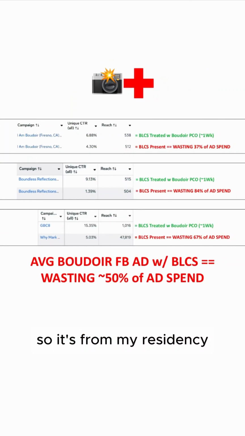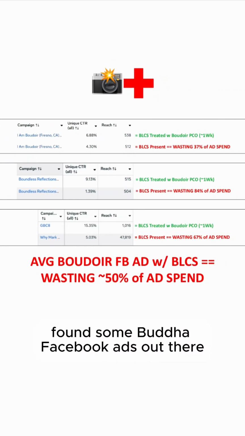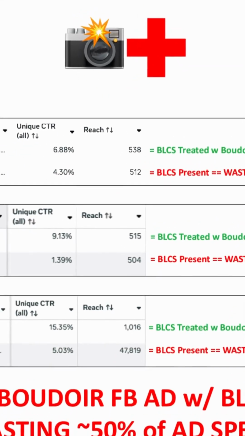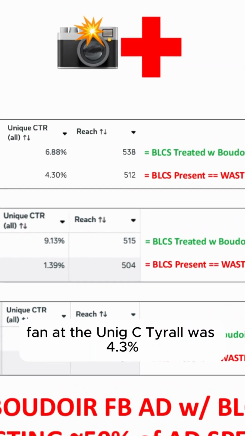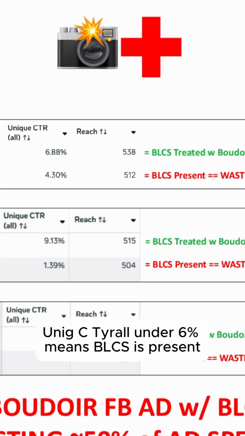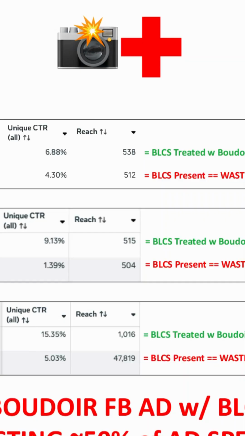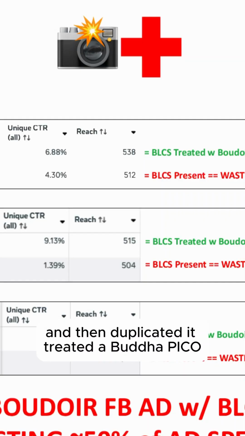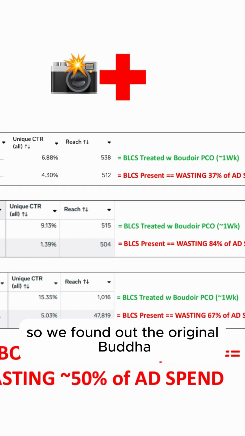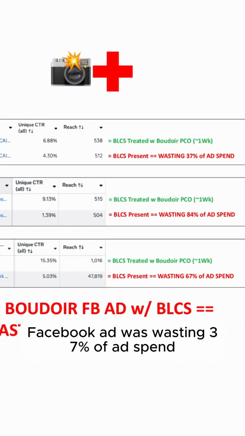So it's from my residency, found some boudoir Facebook ads out there, brought them back to the hospital, tested them. First one, found out the unique CTR was 4.3%. So we know that BLCS is present. Unique CTR under 6% means BLCS is present. And then we duplicated it, treated with boudoir Pico, took about a week, got the unique CTR up to 6.88%. So we found out the original boudoir Facebook ad was wasting 37% of ad spend.